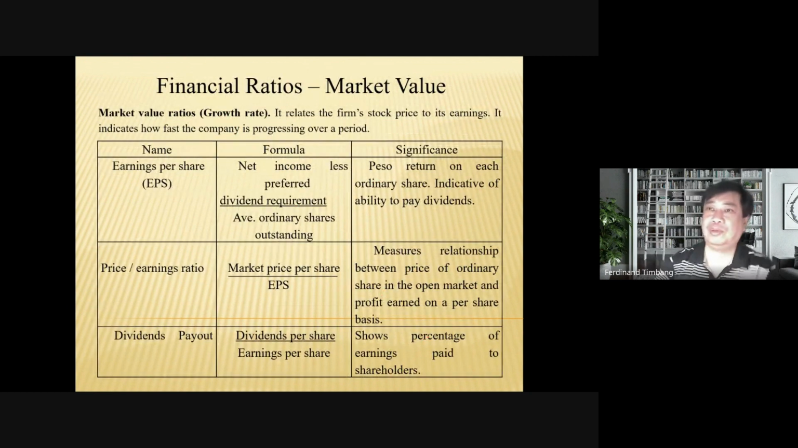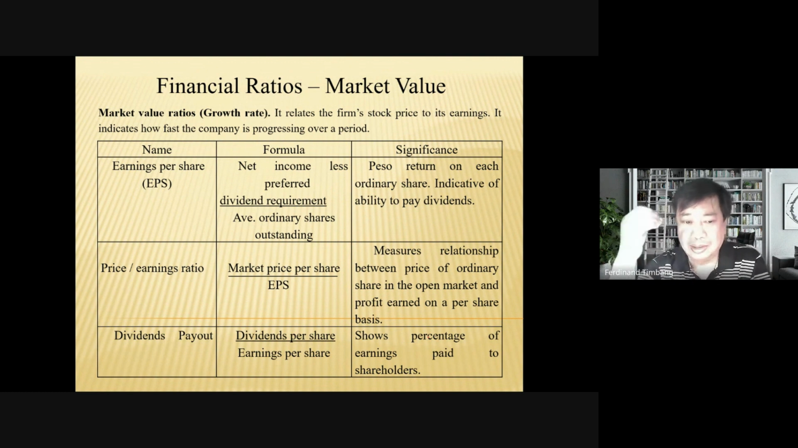Okay, so market value. Ito ang madalas na tinitingnan ng mga investors, Jeffrey. Kasi this is how the company is being perceived by the investors. Kaya nakikita natin dito yung earnings per share, which I of course explained a while ago.